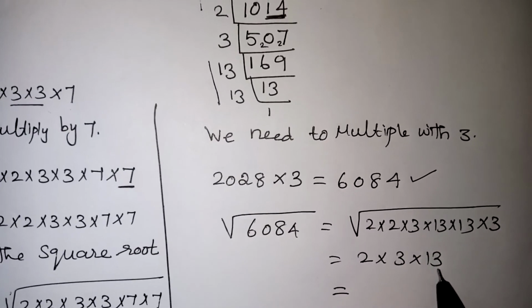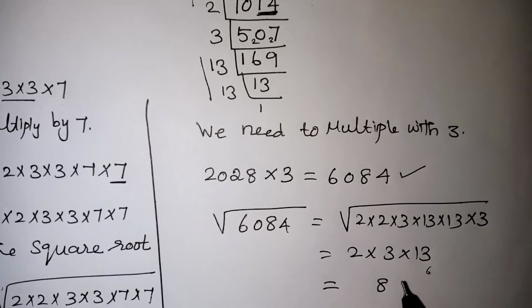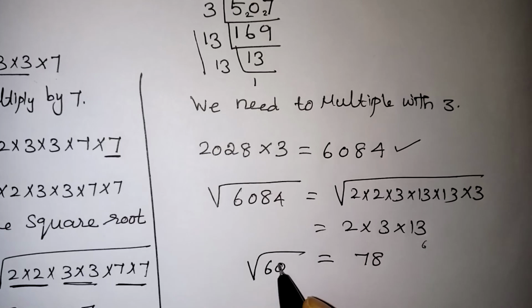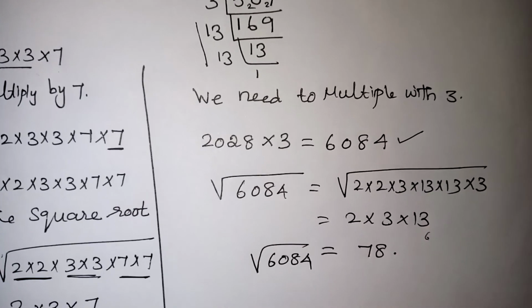3 2s are 6. 6 into 13: 6 3s are 18. Balance 1. 6 1s are 6, plus 1 is 7. So the square root of 6084 is 78 only. That is your correct answer also.